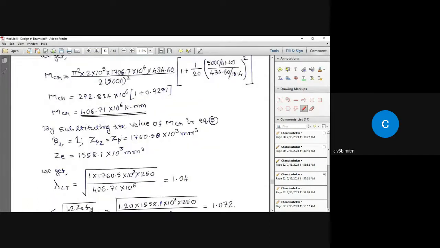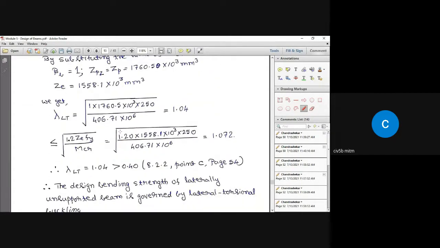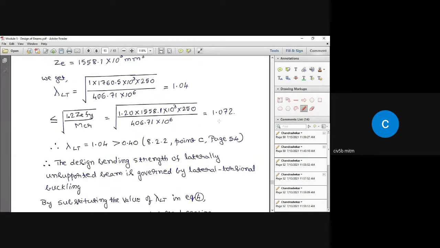Once you have the value of MCR, go up by one step, that is go to equation 5 and substitute all the values. Here we got lambda LT value equal to 1.04. Of course, that should be less than or at most equal to 1.072. So take lambda LT equal to 1.04.